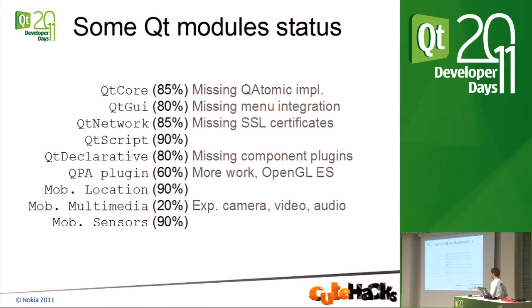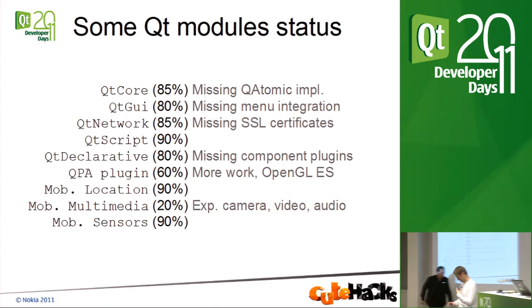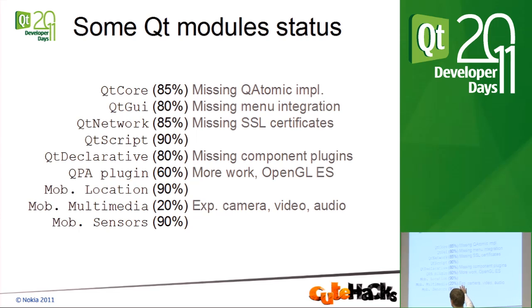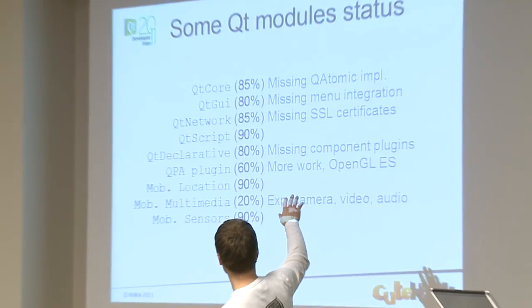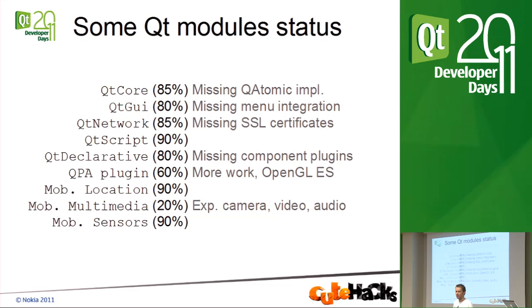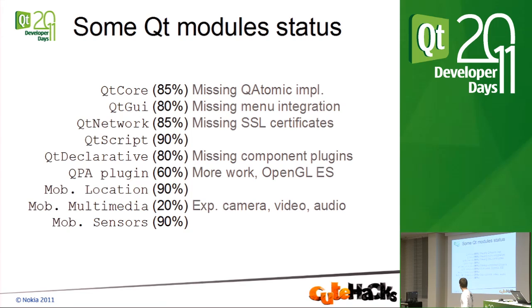If we were to quickly look at some of the modules, this is kind of a summary of the status as it is in the Alpha 2 release, in my opinion. Fairly complete main modules of Qt, some small stuff missing. The atomic stuff is fixed. The menu integration stuff is not fixed. The SSL certificate is really not a bug, it's just we're arguing a little bit about how the stuff should be done. Qt Declarative, missing some components, but that's not Declarative's problem. And OpenGL ES, that's already been implemented.